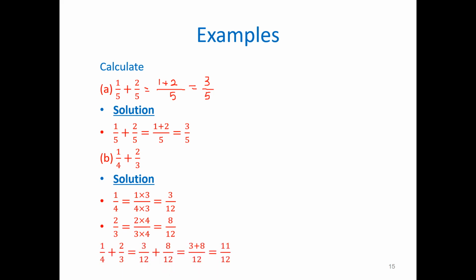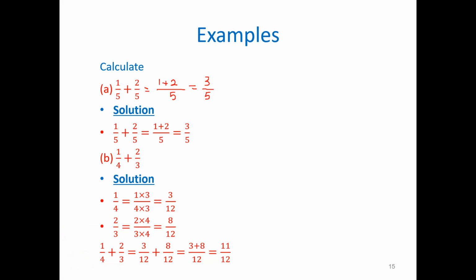So now if we want to add 1 over 4 plus 2 over 3, 1 over 4 can be replaced by 3 over 12 because both of them have the same numerical value. 2 over 3 can be replaced by 8 over 12 because both of them have the same numerical value. Okay?